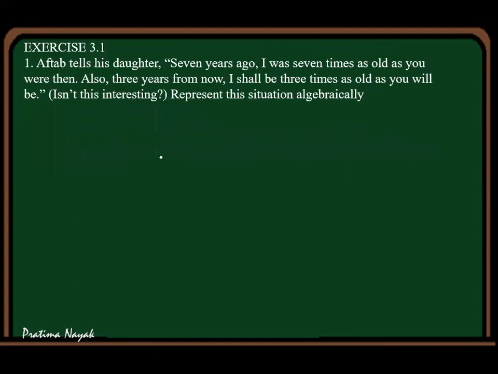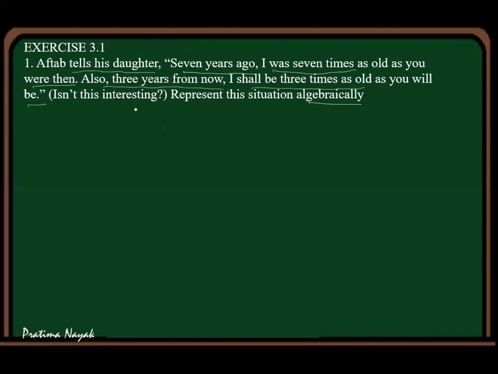I am coming to exercise 3.1, question number 1. Aptak tells his daughter, 7 years ago, I was 7 times as old as you were then. Also 3 years from now, I shall be 3 times as old as you will be. Isn't it interesting? Represent the situation algebraically. Frame the equation.